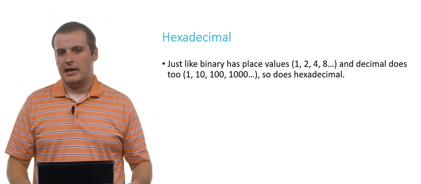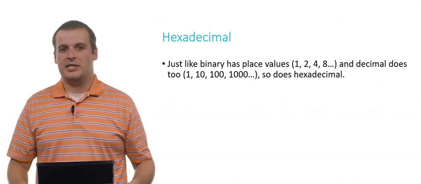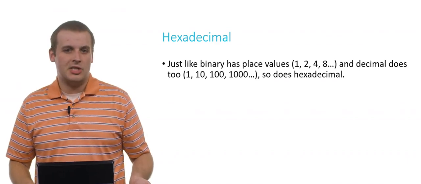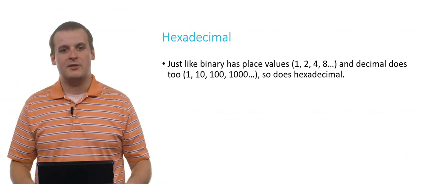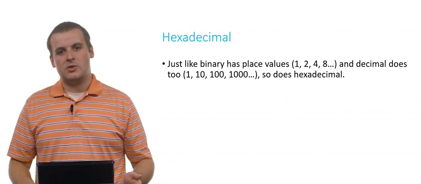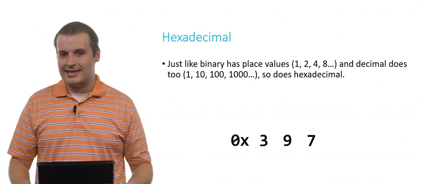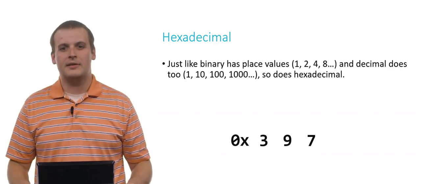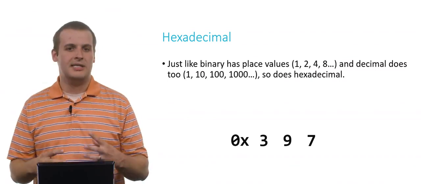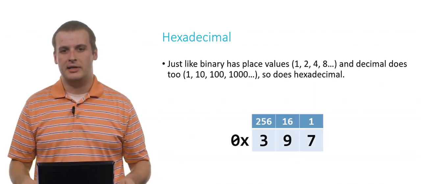So binary, as we said, has place values. There's a 1's place, a 2's place, a 4's place, and an 8's place. And decimal also has place values, the 1's, 10's, 100's, and 1000's that we all may recall from grade school. And hexadecimal is no exception here, really. It also has place values, but instead of being powers of 2 or powers of 10, they're powers of 16. So when we see a number like this, we pretty clearly know it's 397, right? Well, if we see a number like this, we know this isn't 397 anymore. This is the hexadecimal number 0x397. It's not 397. It means something different because we're using powers of 16 as all of our place values instead of powers of 10.